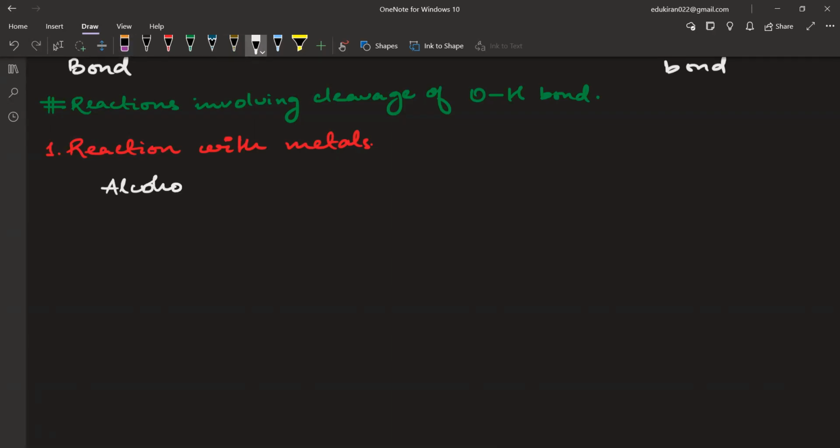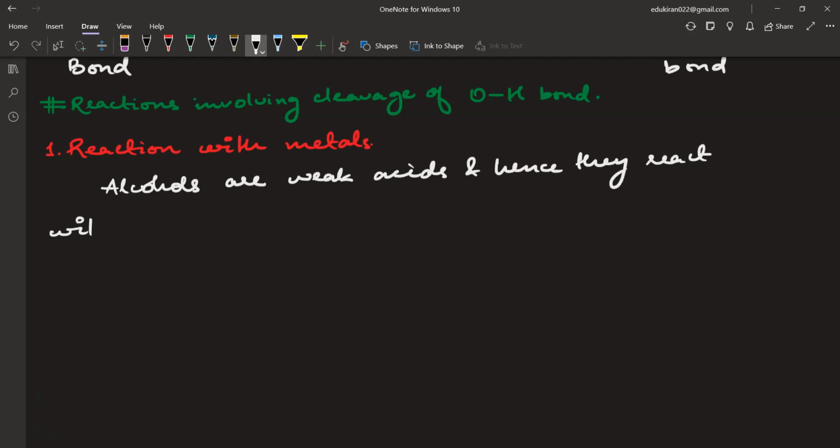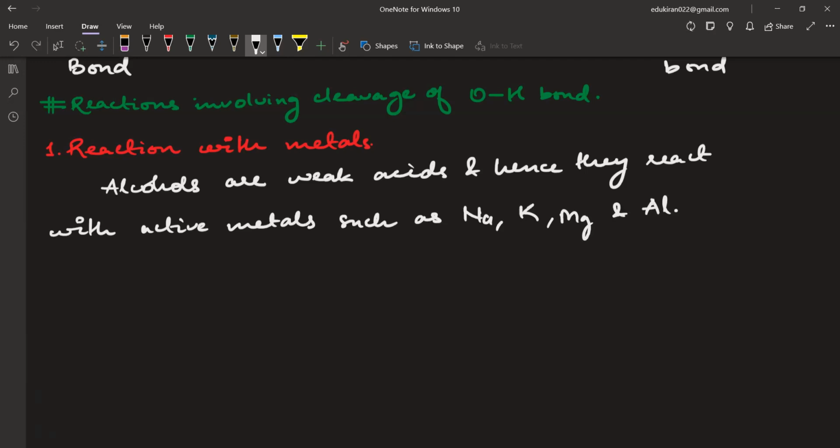Alcohols are weak acids, and hence they react with active metals such as sodium, potassium, magnesium, and aluminium, such as these metals, and forms H2 gas and metal alkoxide.